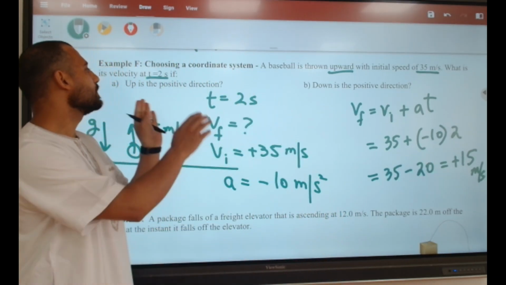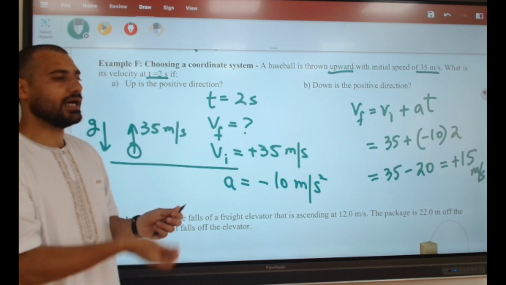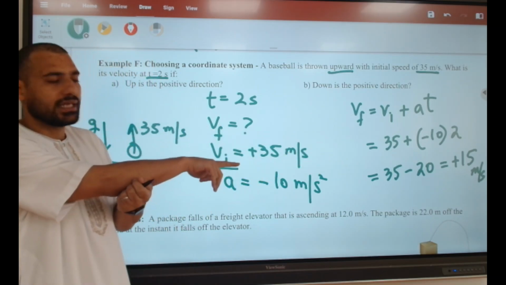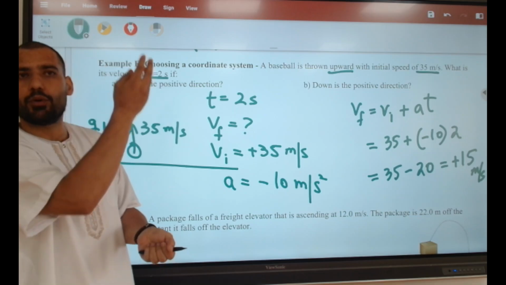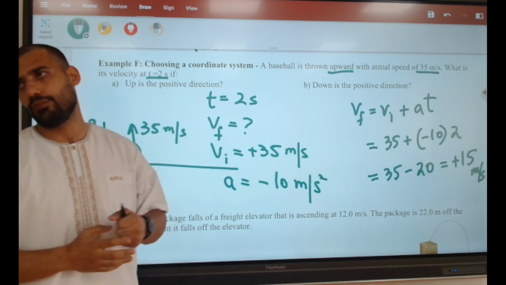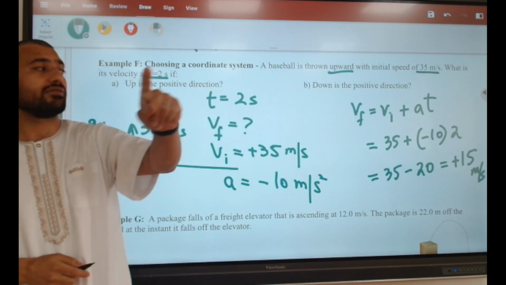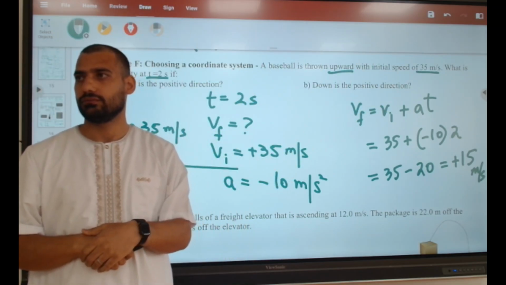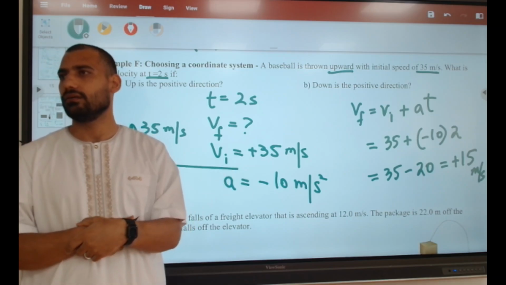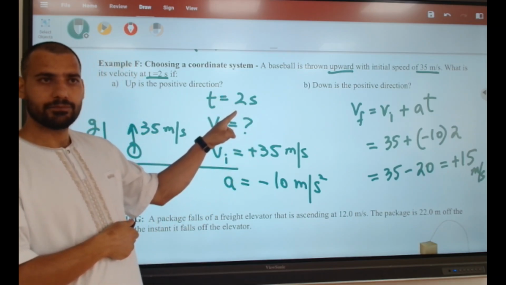But what is the difference between up positive and down positive? See, when the up is positive, the velocity is decreasing, isn't it? But it is still positive. The body is still up. Is that fine? So the answer comes out to be positive. But when down is positive, now try to tell me the answer. It will be negative 15. Is that okay? Because time is again the same.